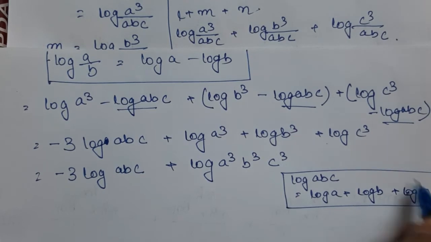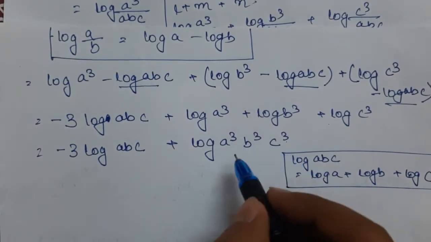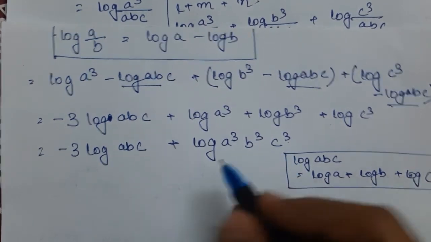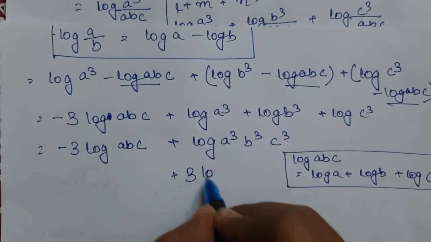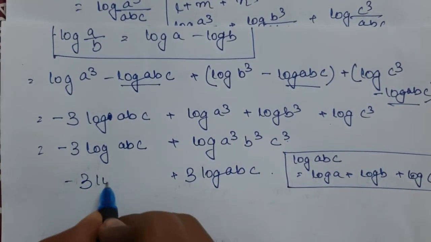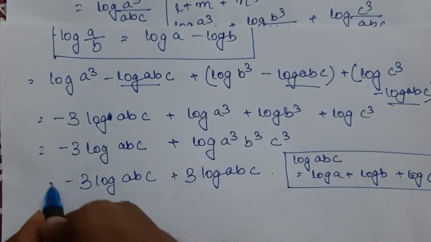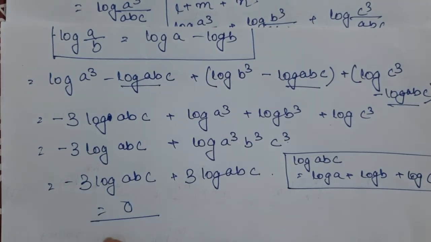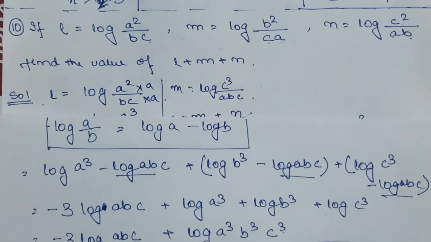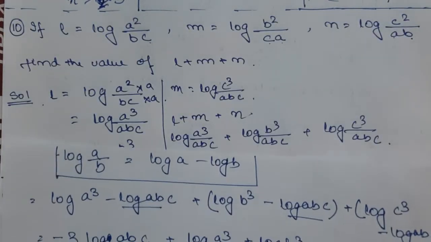I am writing only the vice versa format right here, right? So here cube, the power 3, is with all. So I can write it here 3 log ABC minus 3 log ABC. So plus 3 log ABC and minus 3 log ABC will cancel out to give the result as 0. So here log of M plus N will result to 0. I think you have understood this.